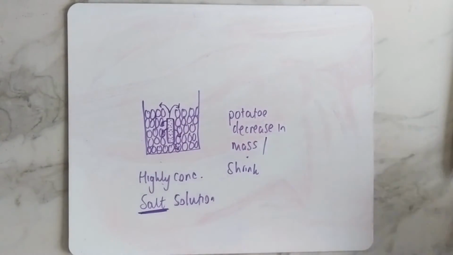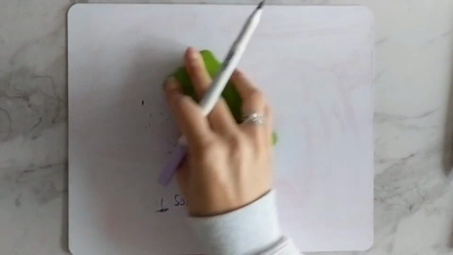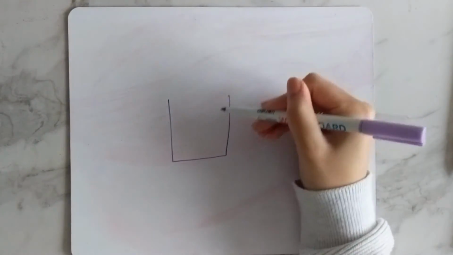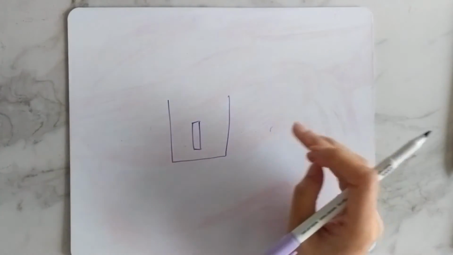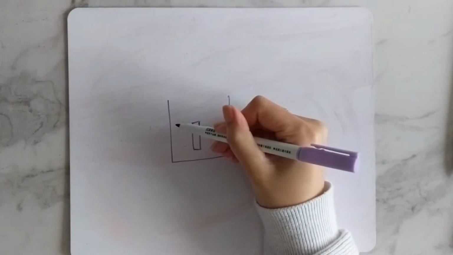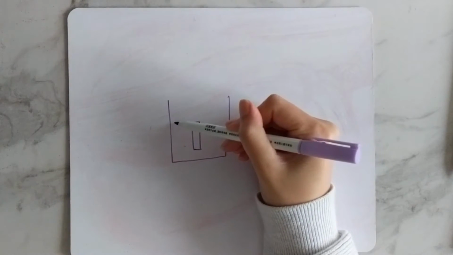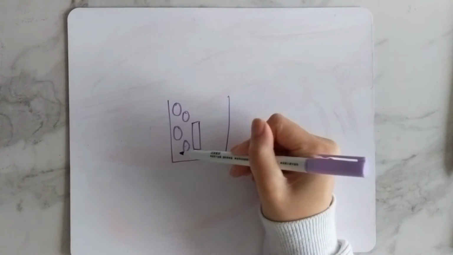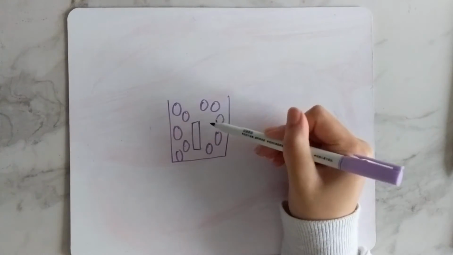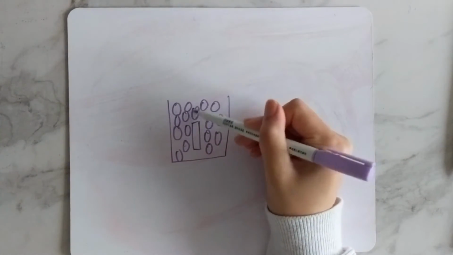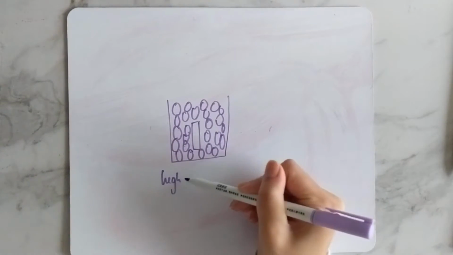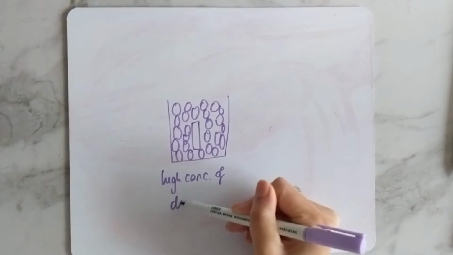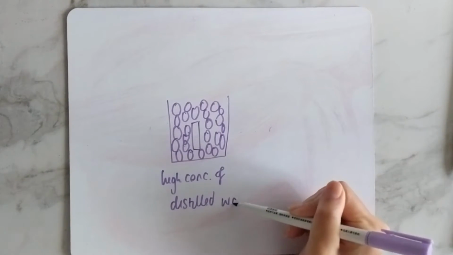So let's do the opposite then. Here's my potato. Let's say I've got distilled water, high concentration of distilled water, pure water, around the outside of the potato. So high concentration of distilled water, distilled just means pure.